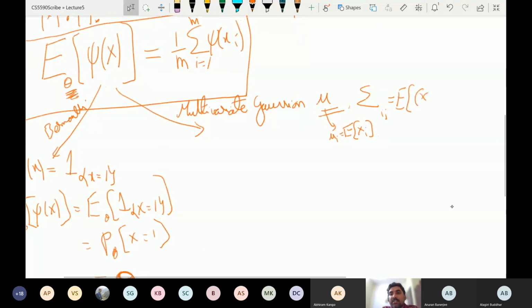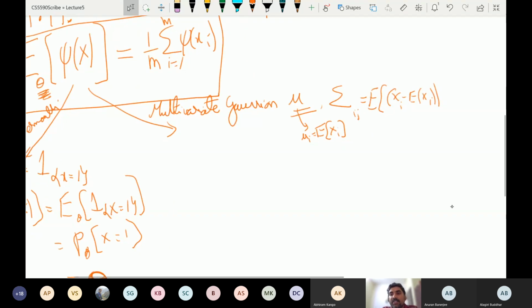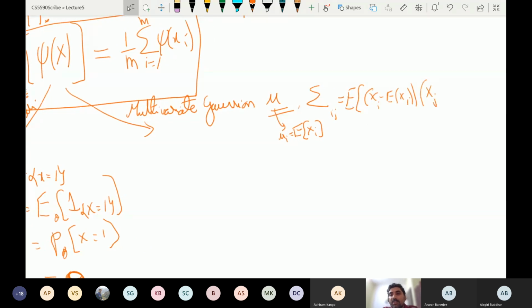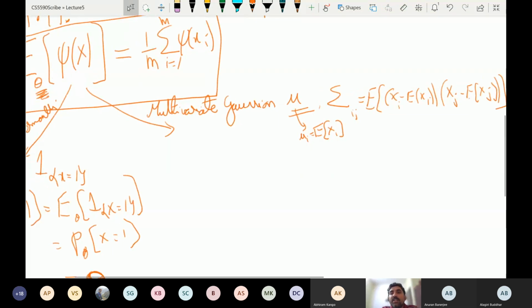that's the definition, expectation of xi minus expectation of xi into xj minus expectation of xj. So that's called the covariance between xi and xj, right? So those are the entries in the covariance matrix.